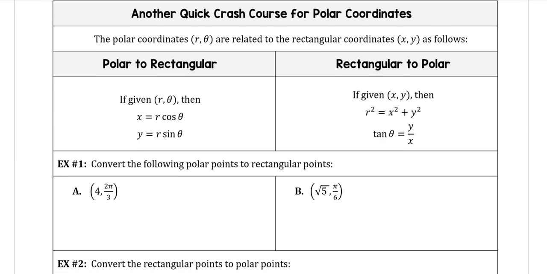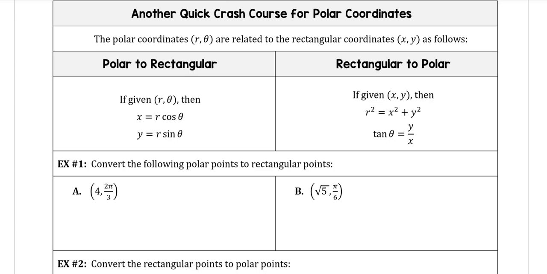So just a quick review of how we go back and forth. If we're going from polar to rectangular, if we're given r and theta, then x is r cosine theta and y is r sine theta. On the other hand, if we're given an xy pair and we want to change it into a polar pair, our r can be found by taking the square root of x squared plus y squared, and the angle is found by finding the inverse tangent of y over x.